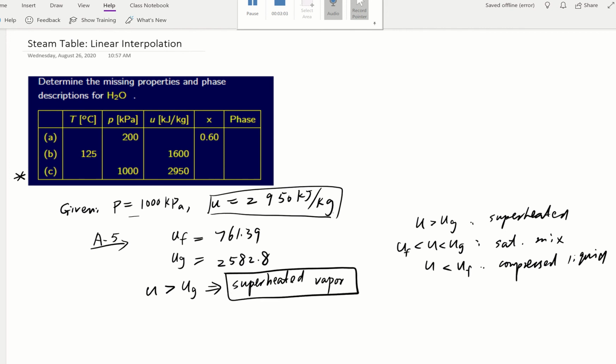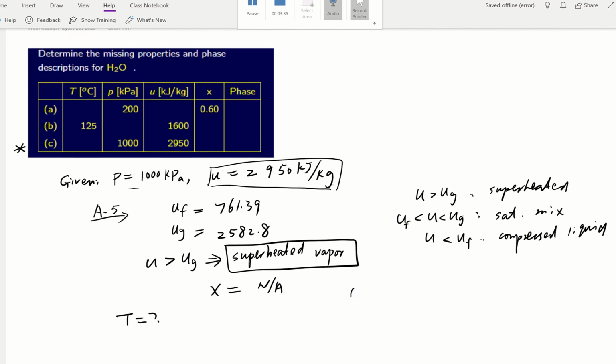If it's superheated vapor, the quality is not available, right? Why? Because quality only applies to saturated liquid vapor mixtures. There's no quality anymore if it's a superheated vapor, because there's no saturated liquid or saturated vapor. It's now superheated vapor. Again, quality only applies to the mixture. Now the only thing left is to find the temperature.